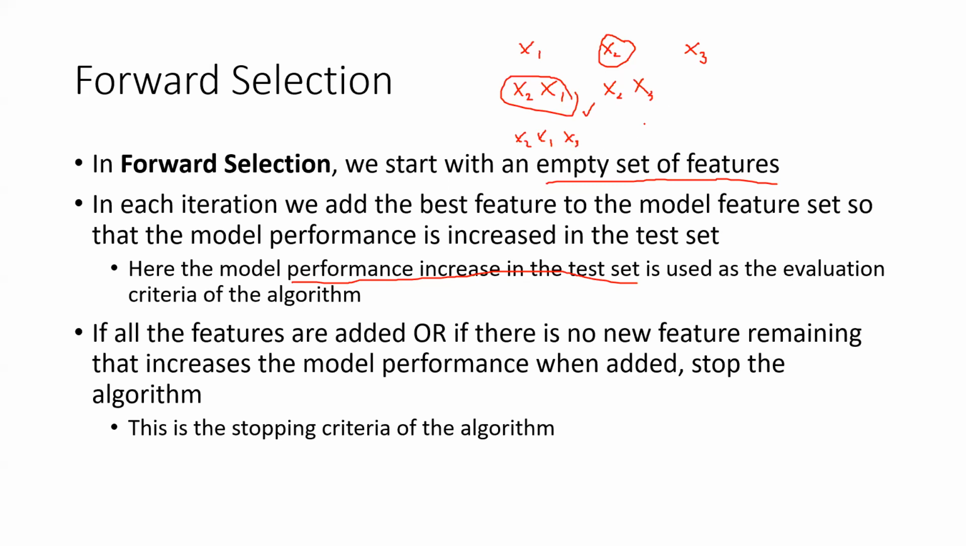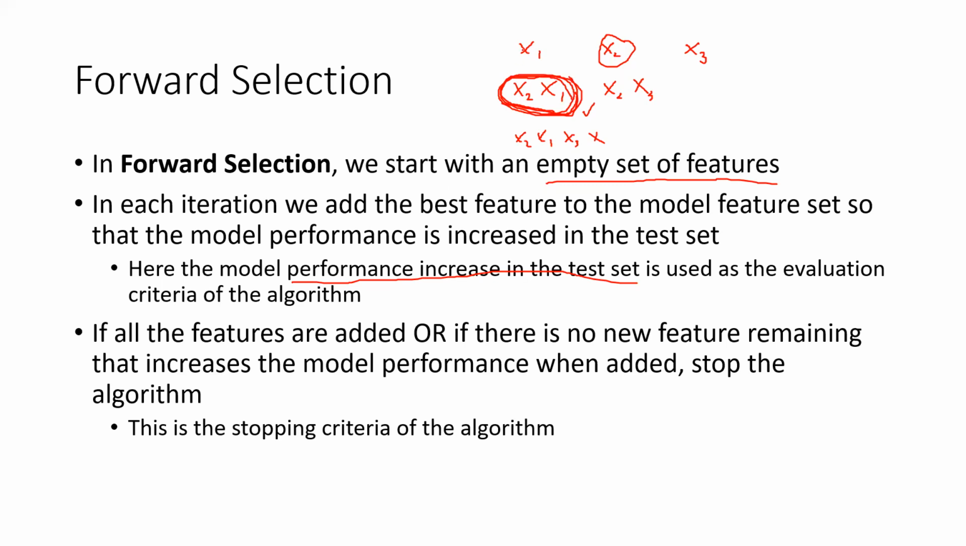Suppose now after adding x3, the performance has reduced compared to what it was in this case. So now what will you do? You will reject this combination, and you take these set of features as the final features that you are going to use, right?